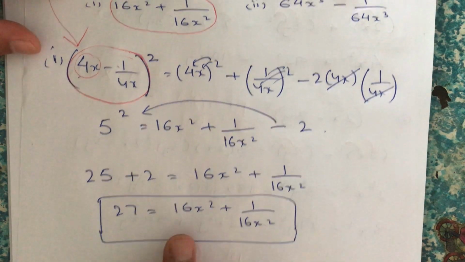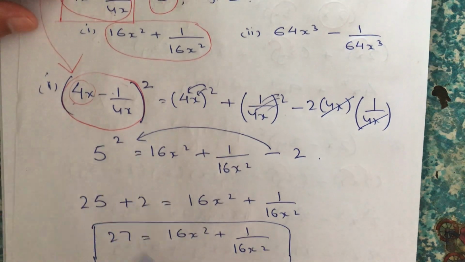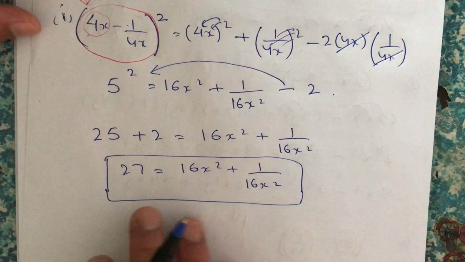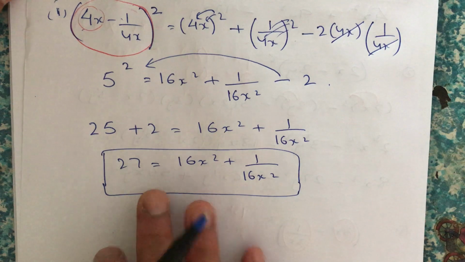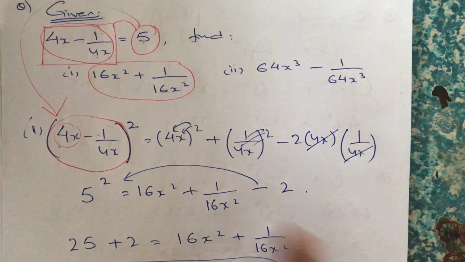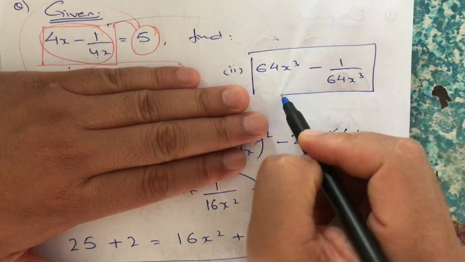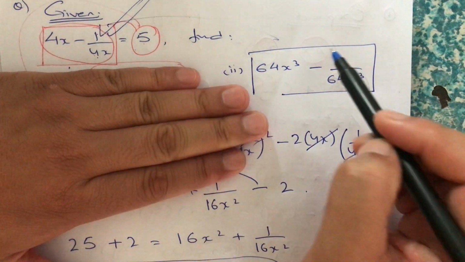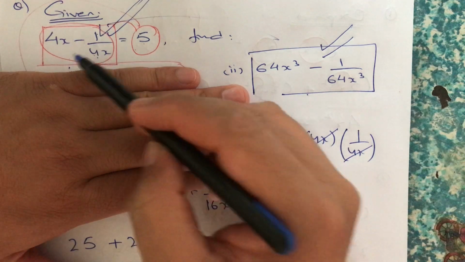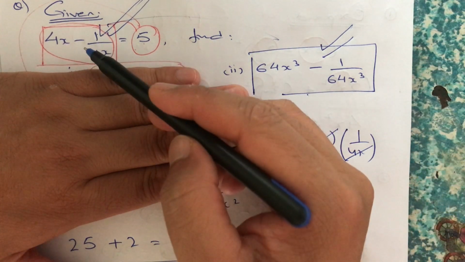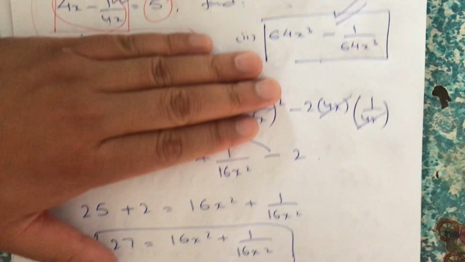So if you look closely, 16x squared plus 1 by 16x squared is what has been asked to find. That is how we solve this kind of question. So part 1 is done. Now when we move on to part 2, forget about part 1 and only focus on part 2. Look at what is given and what is asked to find. Again, check which is the smaller group. Definitely this is the smaller group, so the same logic applies.